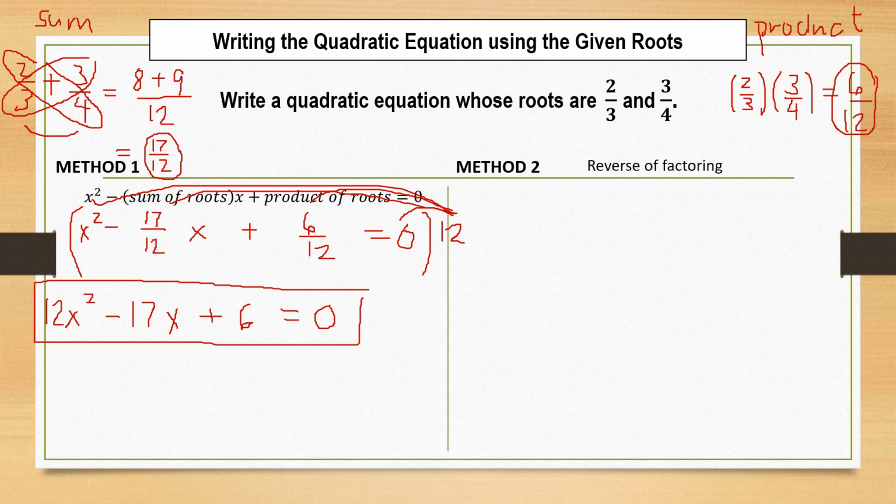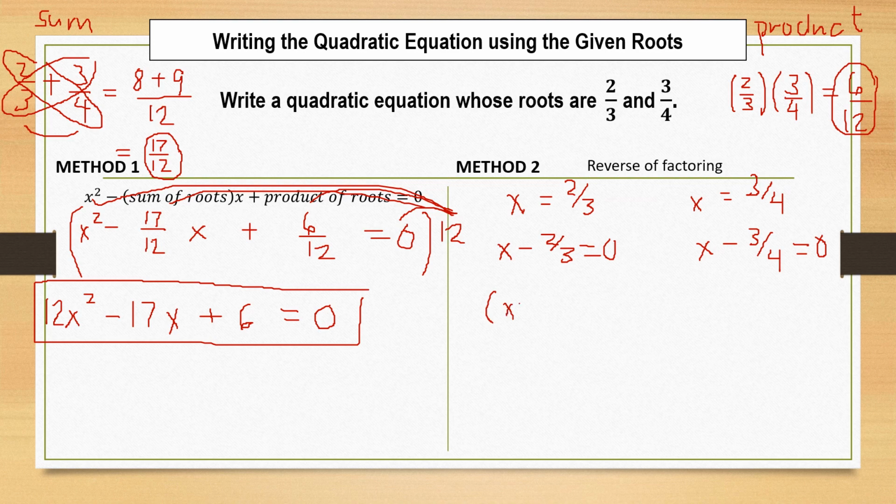Now let us try using the other method, reverse of factoring. First we have x is equal to 2/3 and x is equal to 3/4, which means that x minus 2/3 is equal to 0. X minus 3/4 is equal to 0.